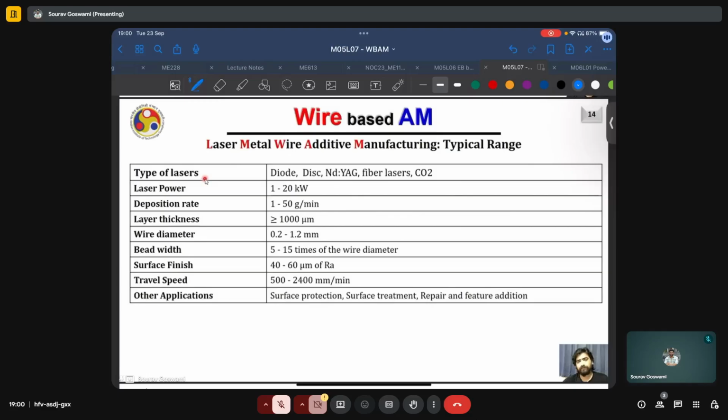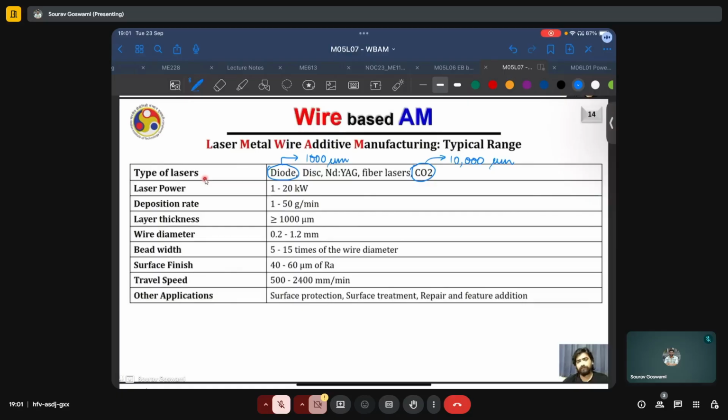And the reason, as I believe we have discussed previously, is because of their wavelength and how this wavelength interacts with the material. For the case of CO2 lasers, the wavelength is typically of the order of 10,000 nanometers, whereas for diode lasers, this is typically of the order of 1,000 nanometers, like 970 or 1070 nanometers or so. It is not uncommon to see laser powers between 1 to 20 kilowatts. For instance, the laser metal wire AM machine that we have here at IIT Bombay has 3 kilowatt peak power.